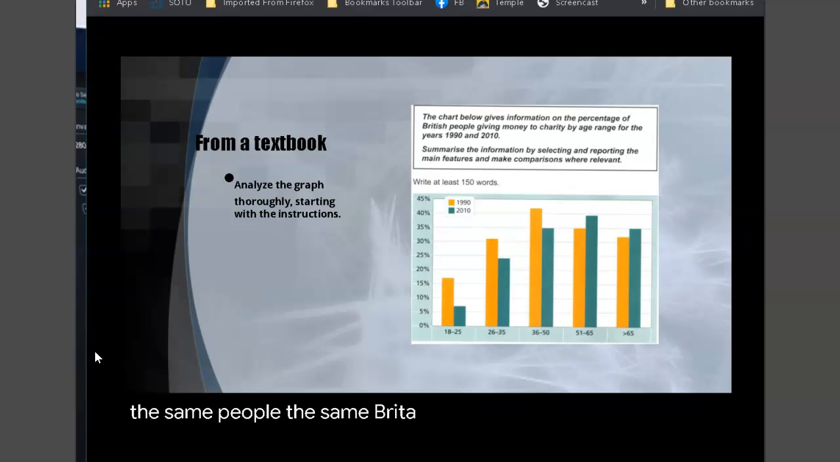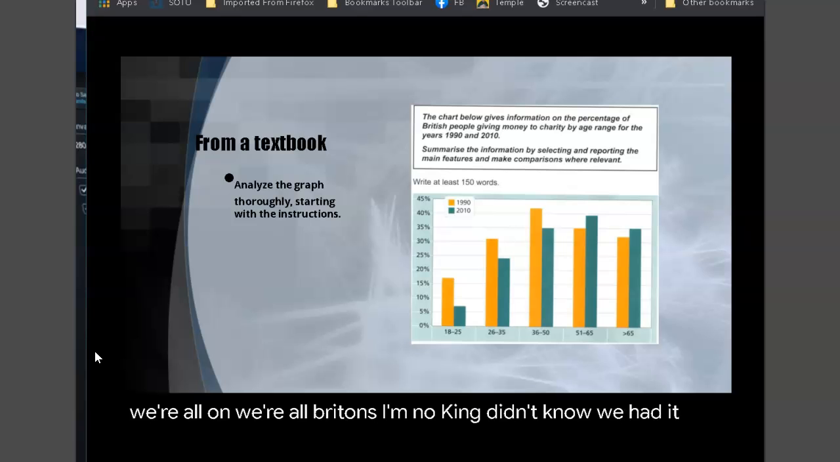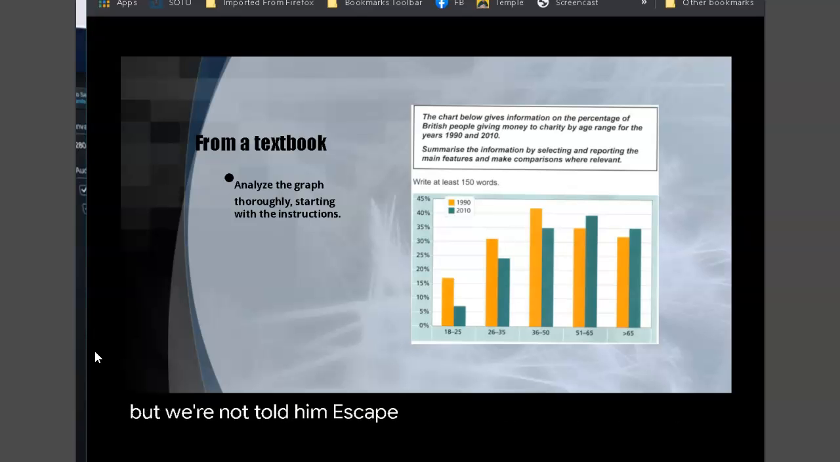They're the same Britons. Who the hell are the Britons? We're all Britons. I'm your king. Didn't know we had a king. I thought we were an autonomous collective. You're fooling yourself. We're living in a dictatorship. Be quiet. Yes. All right.